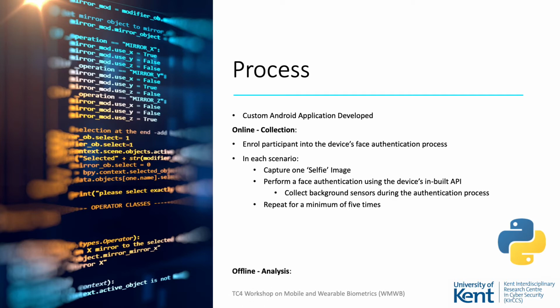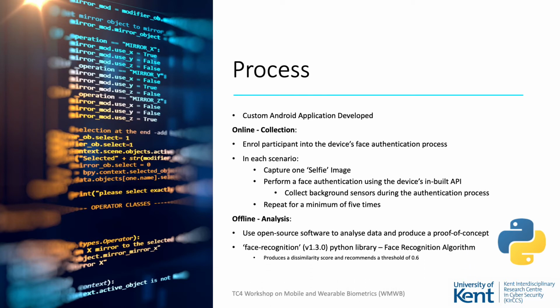We then created our prototype offline using 2 main open-source Python libraries. The face recognition library, which we're using as our face recognition algorithm. This recommends a threshold of 0.6, which we're using as our baseline going forward. It produces dissimilarity scores between 2 images. And the scikit-learn library, which will be used to produce an automatic scenario detection classifier.